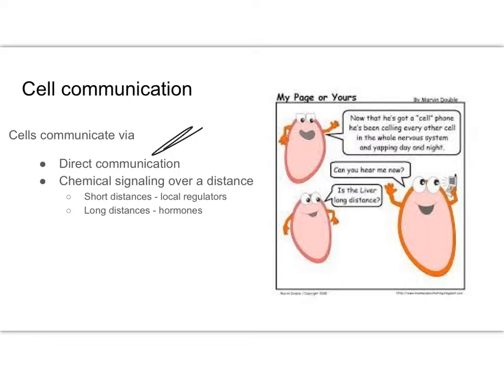Or they're going to talk to each other over a distance, and that can be a short distance with our local regulators, or it can be a long distance, which is what our hormones do when they are produced in the gland and they travel a long distance through the bloodstream to the target cell. So we're going to look at all of these in detail, short distance, long distance, direct communication, with some specific examples that you can use to describe these different kinds of communication.